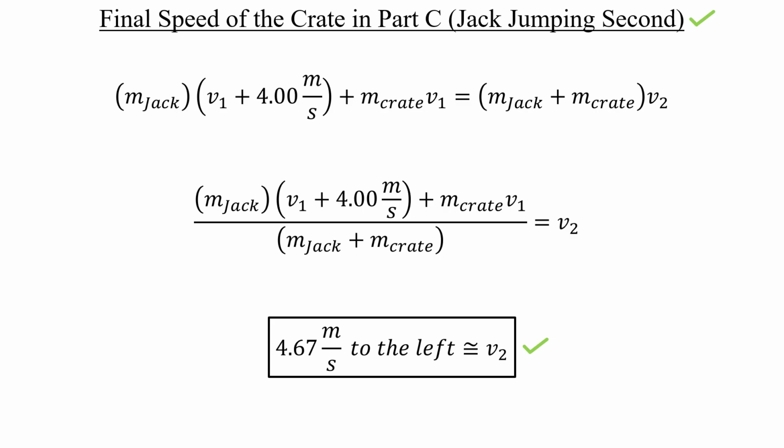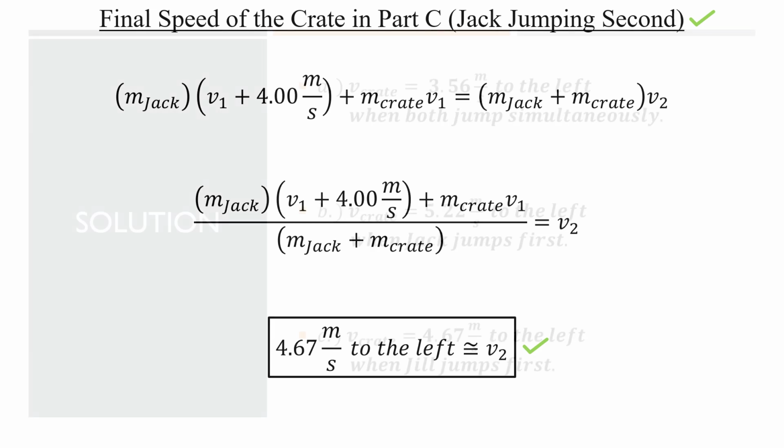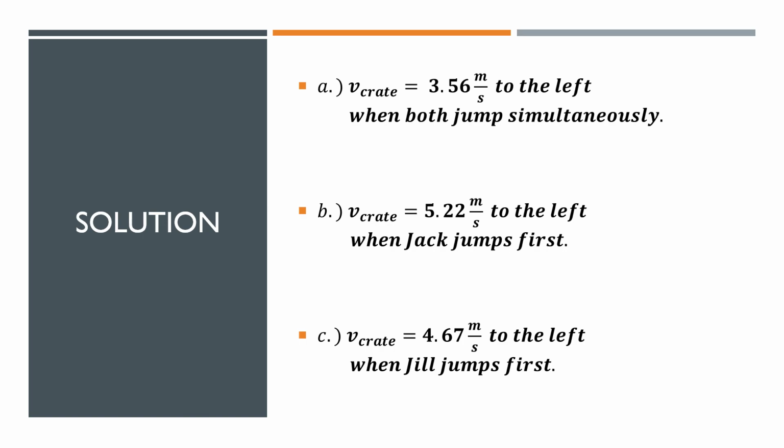We covered quite a bit, so I'd like to give a short recap on the solution card. The big idea behind solving this problem came from getting all the velocities relative to a reference frame that wasn't moving. And to do that, we used the ground. With that considered, we saw in part A, where Jack and Jill jumped at the same time, the recoil velocity of the crate was 3.56 meters per second to the left.